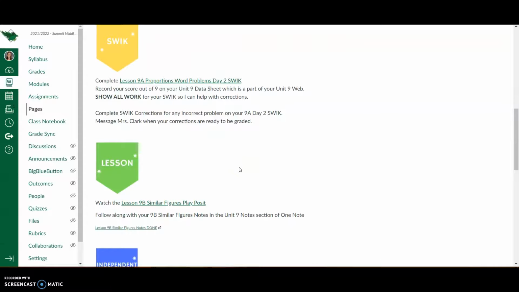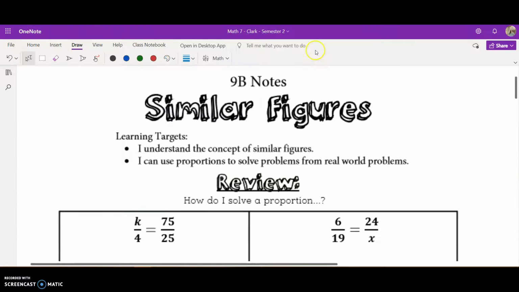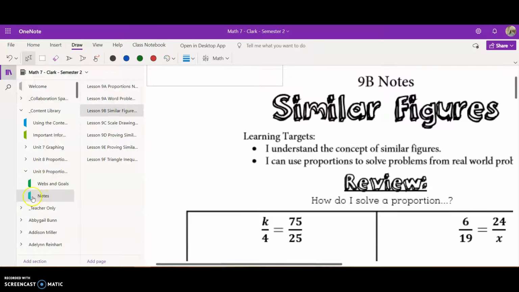Okay. And then your next thing is to watch your play pause it over similar figures. So this link right here will take you to your play pause it. Please split screen your computer and have your play pause it on one side, and then have your similar figures notes, which are in your OneNote. So if you go to the notes section of Unit 9, these are Lesson 9B.